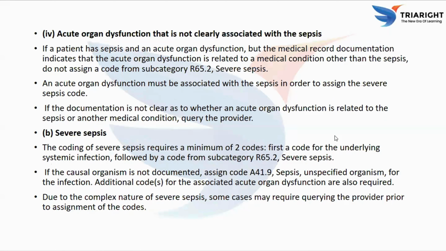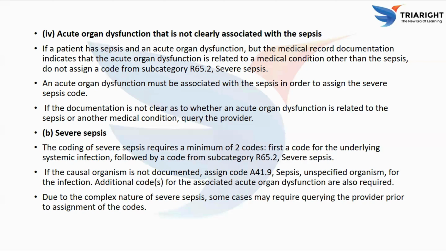So next is acute organ dysfunction that is not clearly associated with the sepsis. If a patient has sepsis plus acute organ dysfunction, but the provider documents that the organ dysfunction is caused by another condition and not the sepsis, you should not assign R65.2. To assign severe sepsis, the organ dysfunction must be directly linked to the sepsis. If the documentation is unclear, you have to query the provider. ICD-10 requires sepsis confirmed and organ dysfunction caused by the sepsis, not another condition.